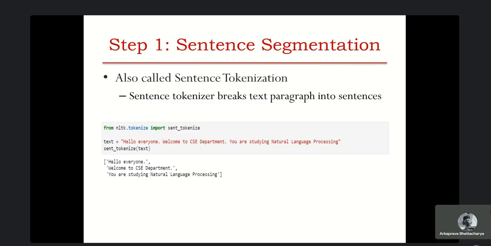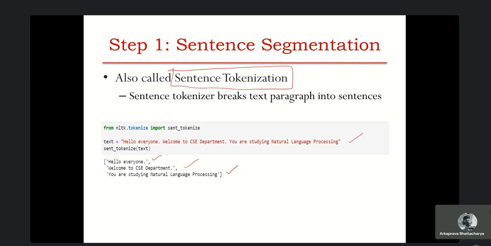The first step in the pipeline is sentence segmentation, or tokenization. Sentence segmentation is what we are doing at the sentence level, so that's the reason we call it sentence tokenization. What does the sentence tokenizer do? It breaks a text paragraph into sentences. Suppose this is the whole text; it is divided with respect to sentences. Wherever the dot, the full stop, is encountered, they are considered as three different sentences.